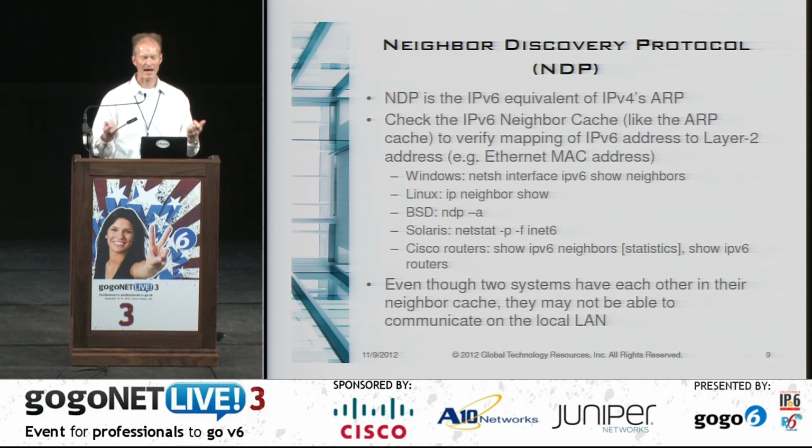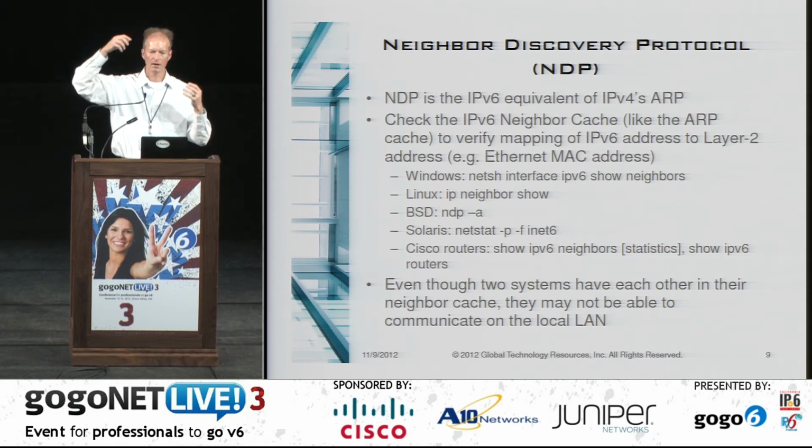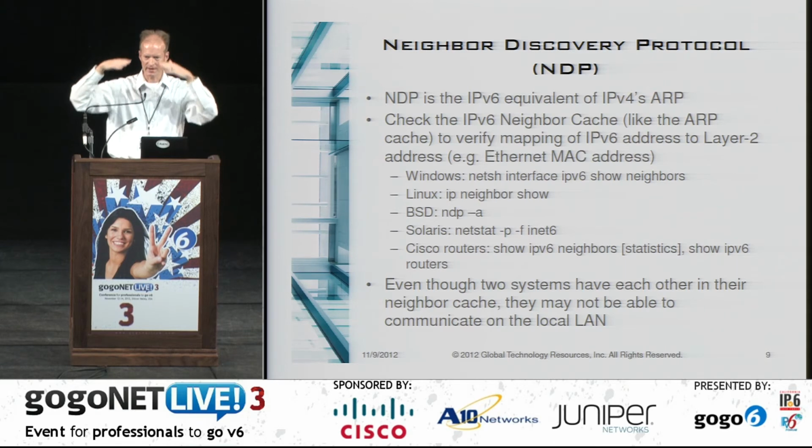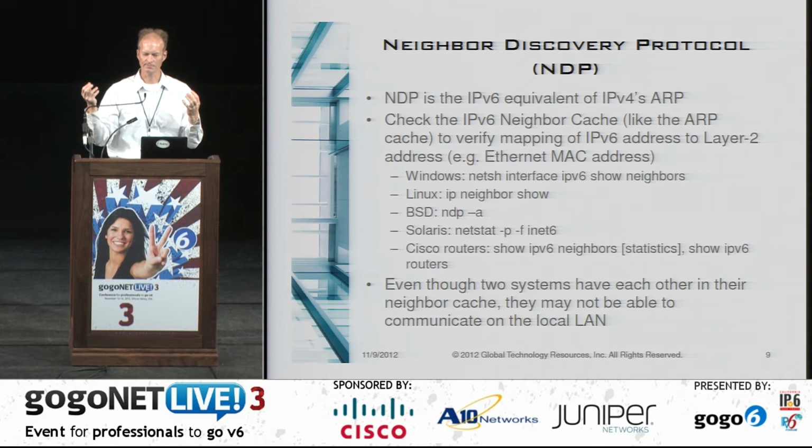Even though two systems may have each other in their neighbor cache, they still may not be able to communicate on the LAN. I ran into a situation where there were two different operating systems and they had a firewall as their default gateway. They were both able to communicate out to the internet, but they couldn't communicate between themselves. They couldn't ping each other, yet they had each other in the neighbor cache. One system, the way it was configured, had the /64 on-link on the local LAN. The other system, the way it was configured with a static address, the operating system didn't automatically install a /64 prefix for the LAN.